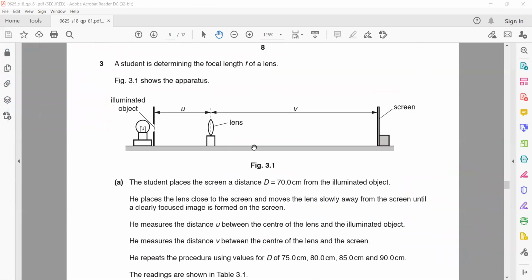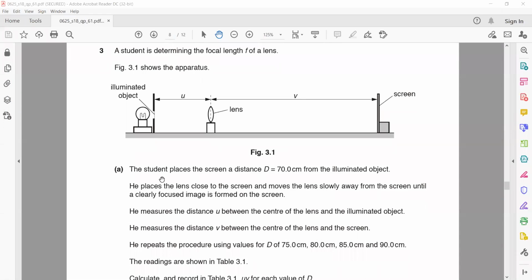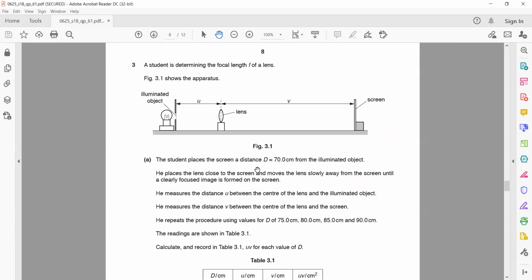Then the next question: a student is determining the focal length of a lens. Figure 3.1 shows the apparatus. The student placed the screen at a distance of 70 centimeters from the illuminated object. So this total distance is 70 centimeters. He places the lens close to the screen and moves the lens slowly away from the screen until a well-focused image is formed on the screen. He measured the distance u. u is the distance between the object and the lens, and v is the distance between the lens and the screen, the image.